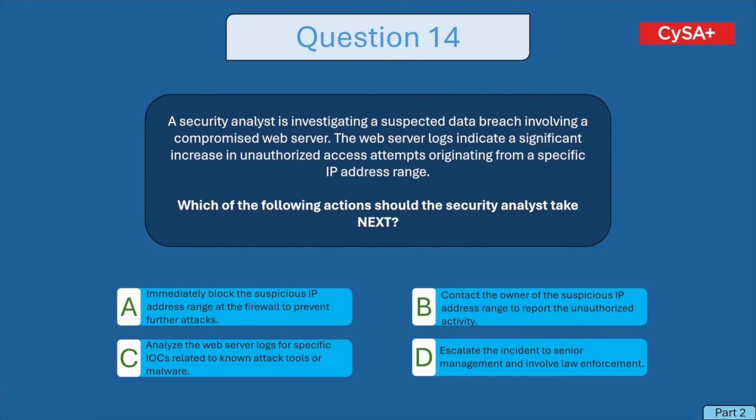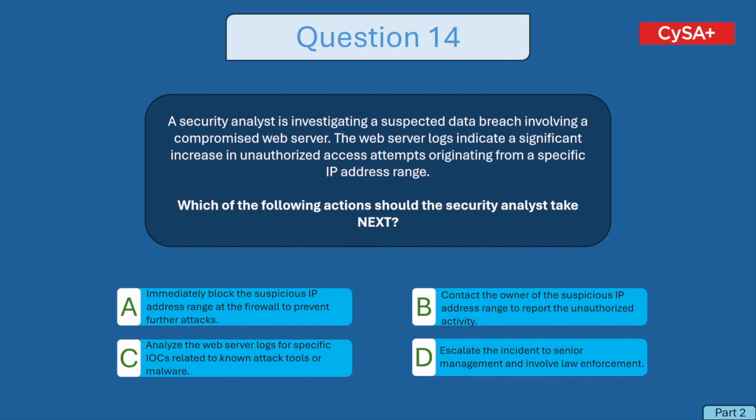A. Immediately block the suspicious IP address range at the firewall to prevent further attacks. B. Contact the owner of the suspicious IP address range to report the unauthorized activity. C. Analyze the web server logs for specific indicators of compromise related to known attack tools or malware. D. Escalate the incident to senior management and involve law enforcement.